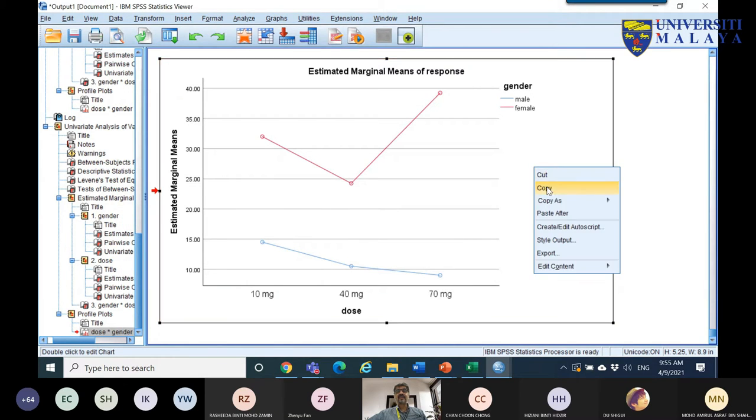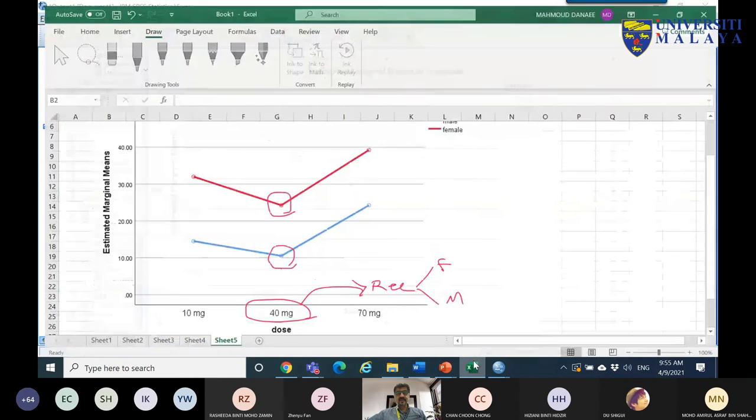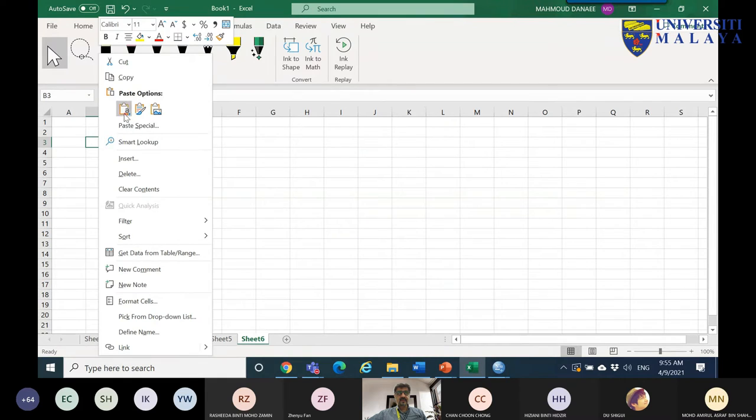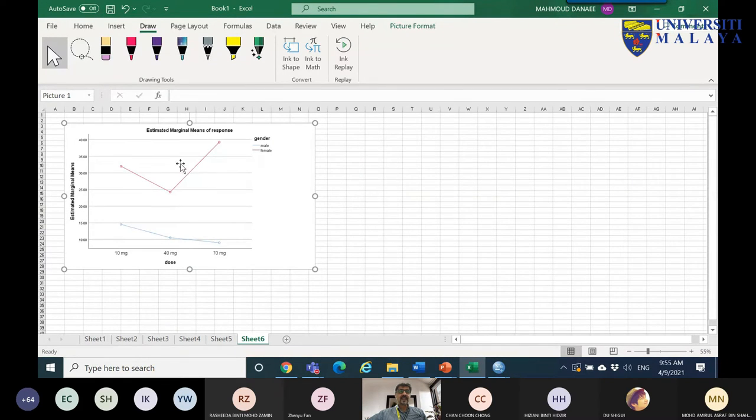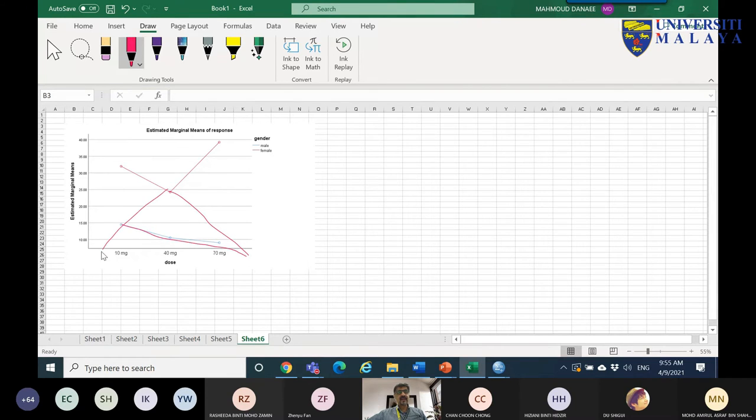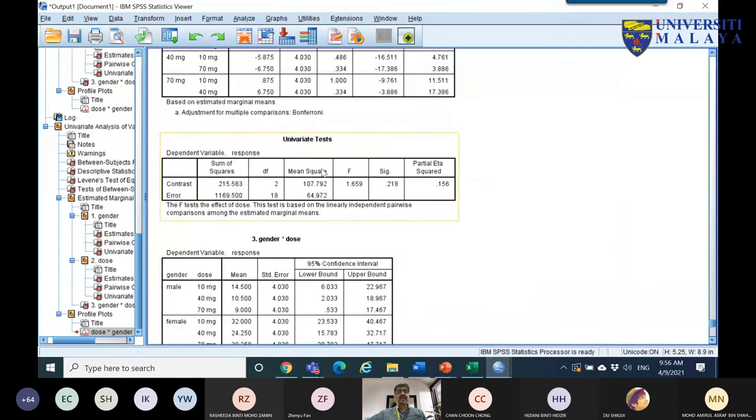So this graph indicates interaction. Why? Because if I look at this line and this line, if I continue this line and this line, it will cross. They will cross each other. So it means they are different behavior. They are not the same. One decreases and then again increases, but this is still decreasing. So this is different behavior. So when there is different behavior, then you can see the interaction.